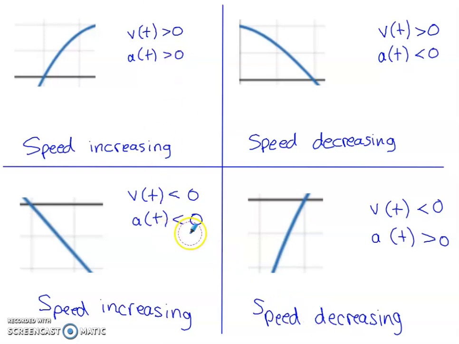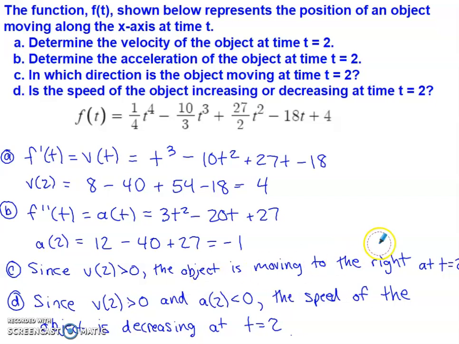So same sign for velocity and acceleration, speed is increasing. They're working with one another. If they're working against each other, speed is going to be decreasing, differing signs for those two calculations. So we'll wrap this video up with an example similar to what you might see in a calculus textbook, maybe even in a free response question if you're taking AP calculus.